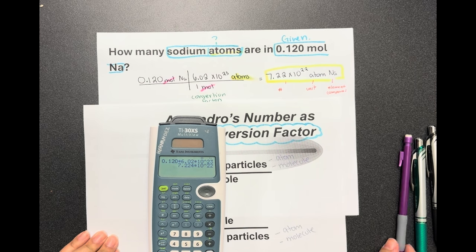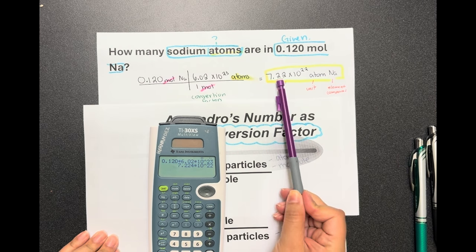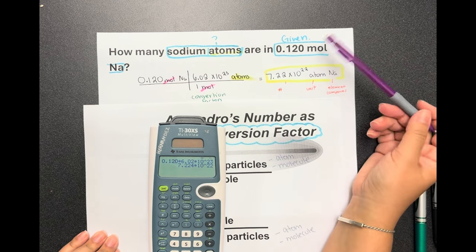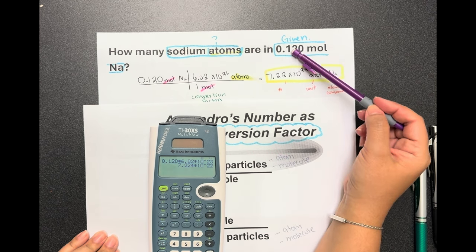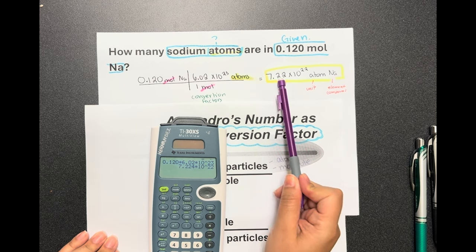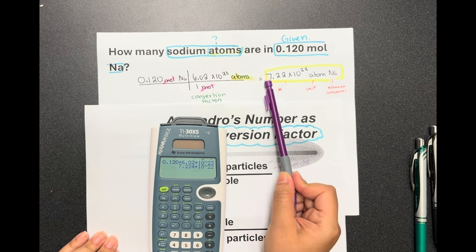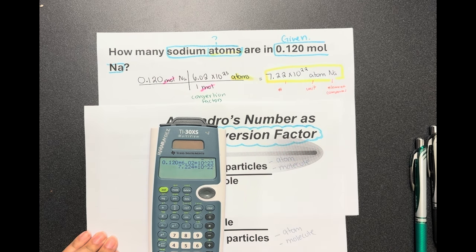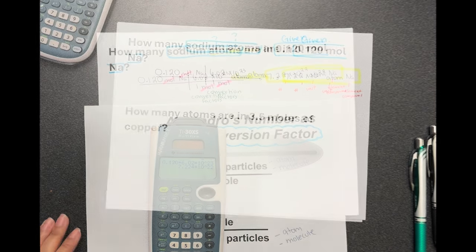And I decided to round to 3 significant figures because my question only gave me 3 significant figures. So that's why even though my calculator gave me 7.224, I rounded it to 7.22 to have 3 significant figures, because that's what the question gave me. It gave me 3 significant figures.